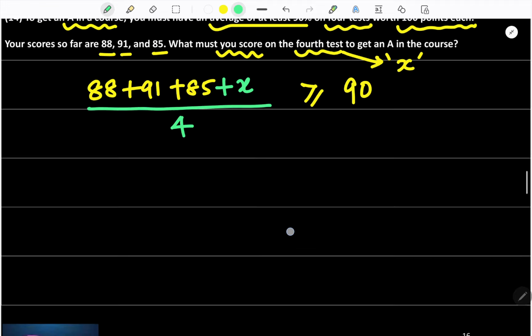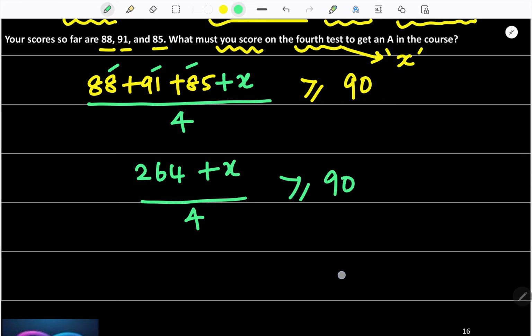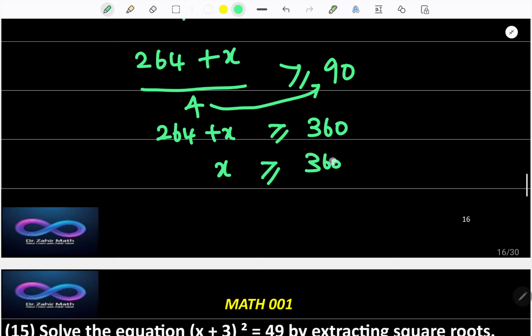I'm going to calculate the average, divide by 4. So 88 plus 91 plus 85 is equal to 264, plus x, divided by 4, is greater than or equal to 90. Multiply by 4: 264 plus x is more than or equal to 360. So x is more than or equal to 360 minus 264, so x is more than or equal to 96.